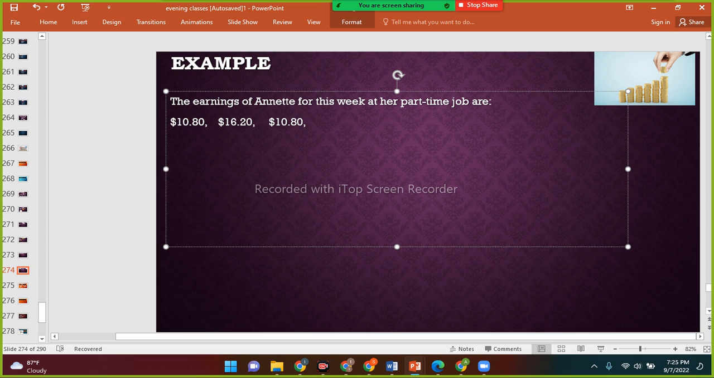The next one is $27. The next one is $10.80. And the next one is $16.20.